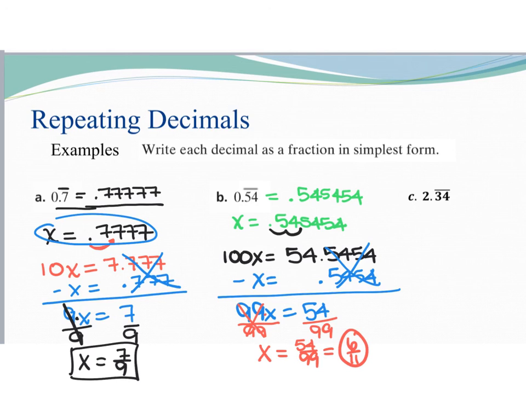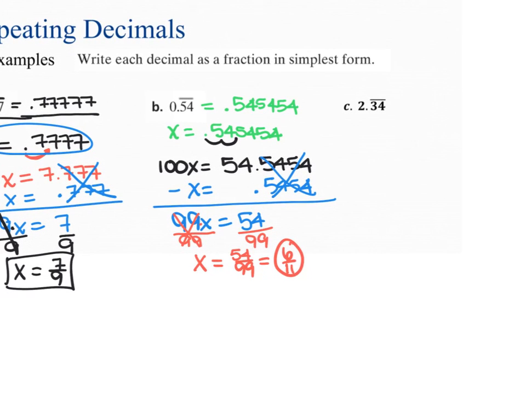Now our last example is going to be part C. Part C says that we have the repeated decimal 2.34. So this is really 2.343434. So I'm going to start out the same way, and I'm going to say that x is equal to 2.343434. When I go and I look and see how many places I have to move my decimal point before it starts to repeat again, I have 2 decimal places, which means that's 100.